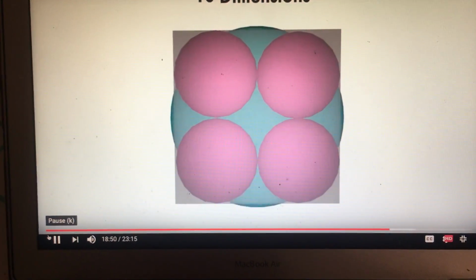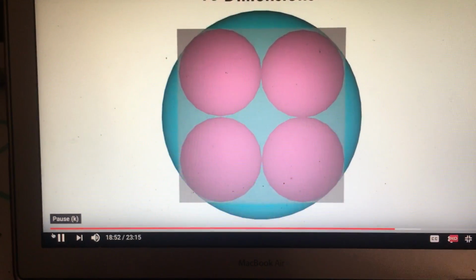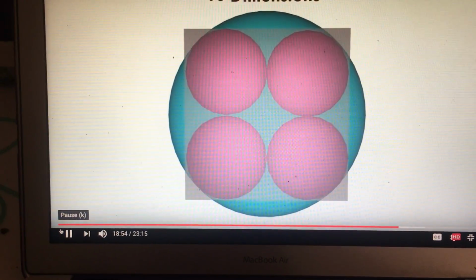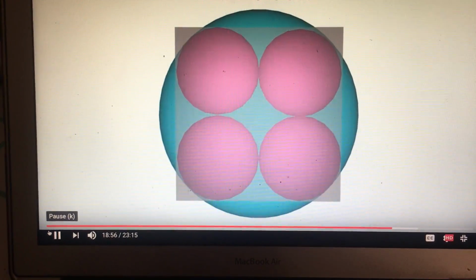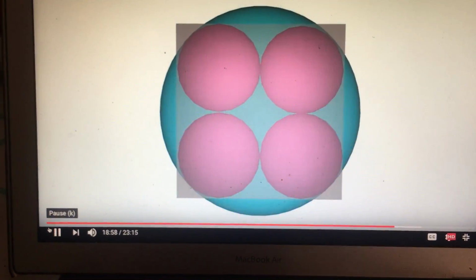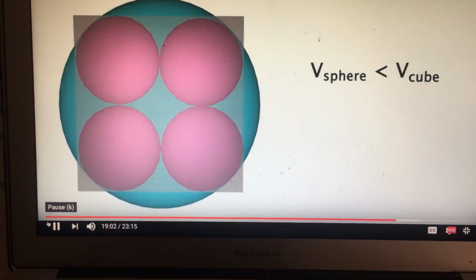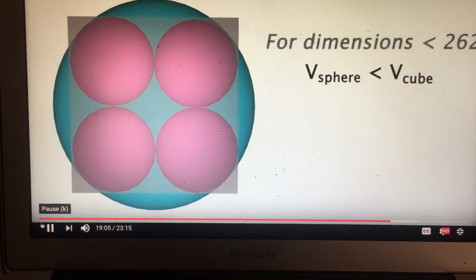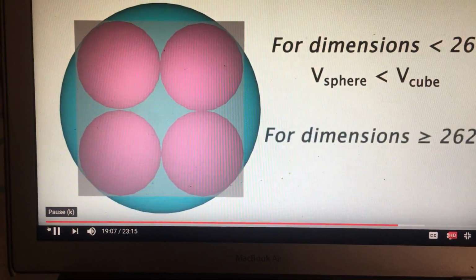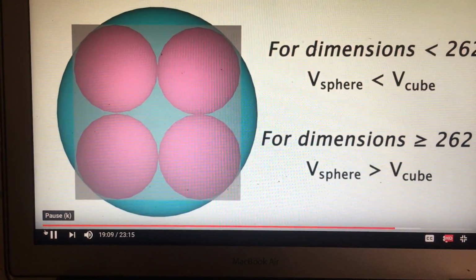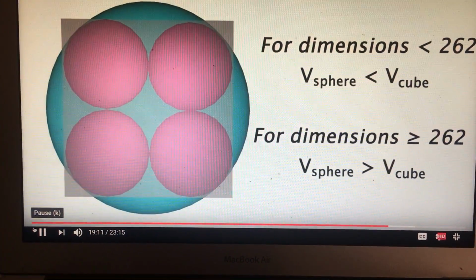Then in 10 dimensions, it breaks through the sides of the cube, even though the cube, well, looks like it should be the boundary of the inner sphere holding it inside. However, when the sphere breaks through the cube, it still has a smaller volume than the cube. That is until dimension 262. After 262 dimensions, the hypersphere becomes larger than the hypercube, volume-wise.